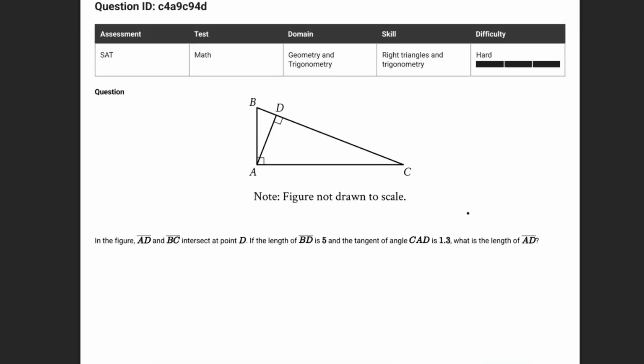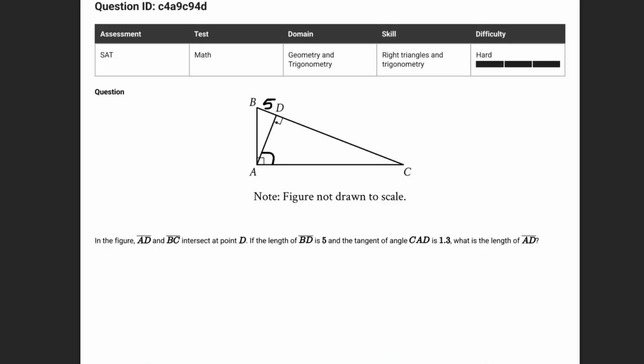All right, so this question is actually kind of difficult. In the figure, AD and BC intersect at point D. If the length of BD is 5, let's just label that, and the tangent of angle CAD is 1.3, what is the length of AD? I'm going to find this length. So we know the tangent of CAD is 1.3.